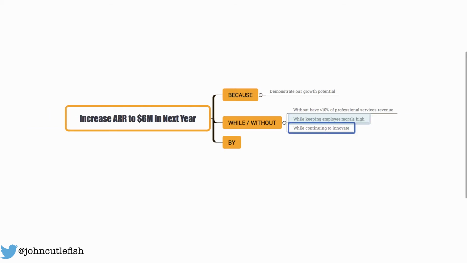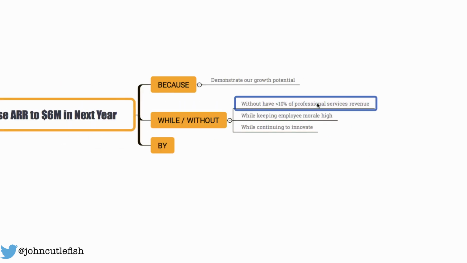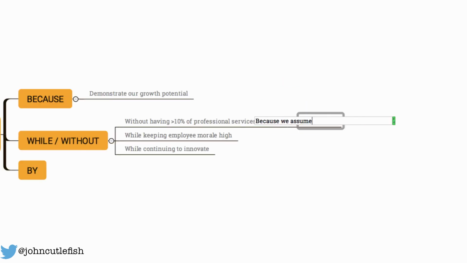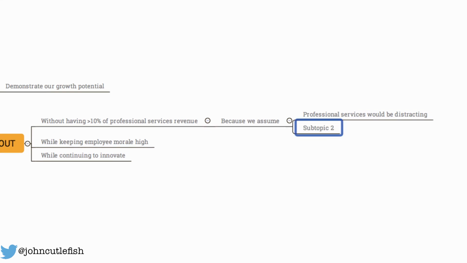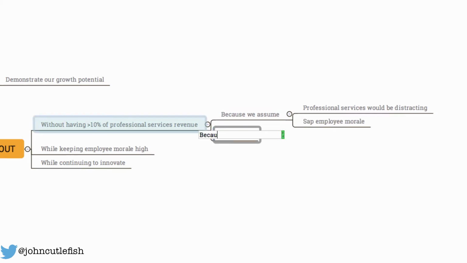And as we did before, each of these has assumptions that are pretty important for the team to understand. So without, sorry, I put without having. Here you might say, because we assume a couple things. One, that maybe professional services would be distracting. You might also assume that it will sap employee morale. Maybe not. But let's say that you know your investors might not look too kindly on all that professional services revenue. So we might say investors might not appreciate that revenue.